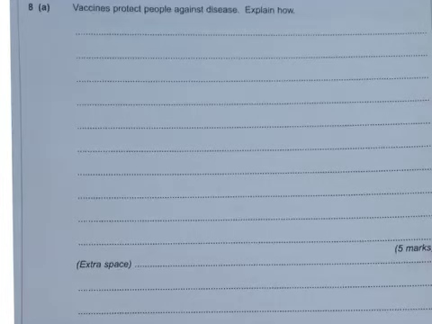We go through the answer to the Unit 1 question 8a. It's asking you to explain how vaccines protect people against disease. So I'm actually going to probably describe more than 5 marks available, so any 5 of these would be suitable.